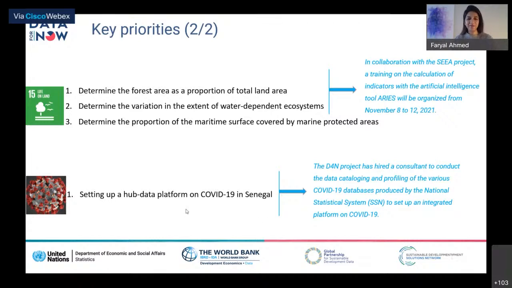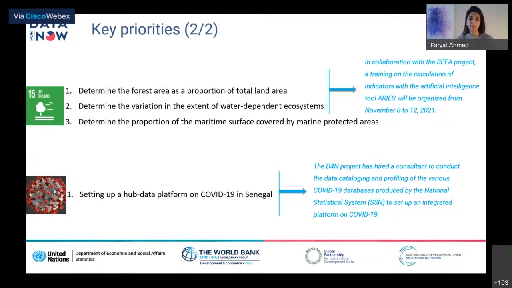Last but not the least, we have the COVID-19 thematic area where we're supporting Senegal in data cataloging and profiling the various data sources from the NSS. This is a huge endeavor because in the process, the consultant hired under the project has identified a large number of data sources. So now, with the stakeholders in ANSD, we're in the process of prioritizing which of the data sets relevant to COVID-19 are the most relevant and useful for the users.